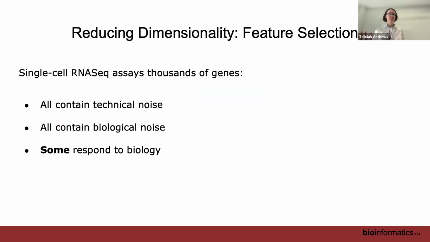In single-cell RNA-seq, we're measuring thousands of genes, or tens of thousands in many cases. All of those contain technical noise from our sequencing experiment. They all contain biological noise too, because cells aren't perfect; they're randomly transcribing genes as polymerases randomly bind to the DNA. But only some of those genes are responding to biology. We've got lots of housekeeping genes that are just expressed everywhere at a uniform level, and we're not getting any information about cell type or what the cells are doing from those genes.